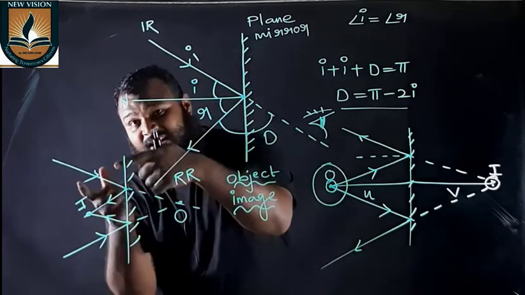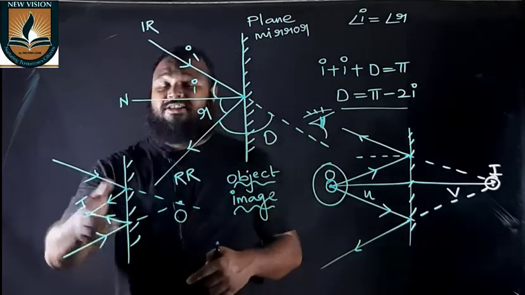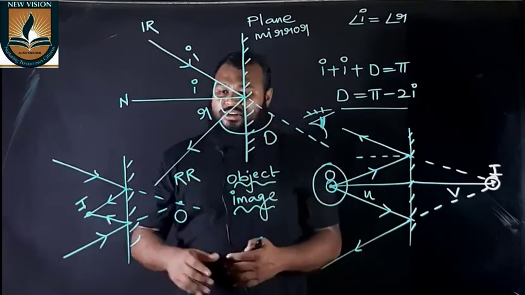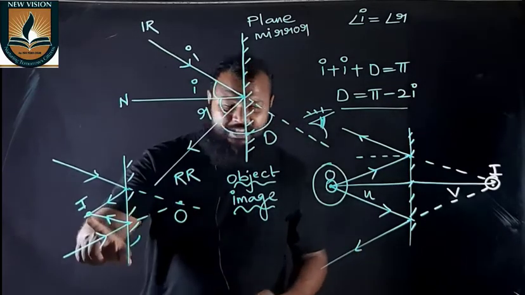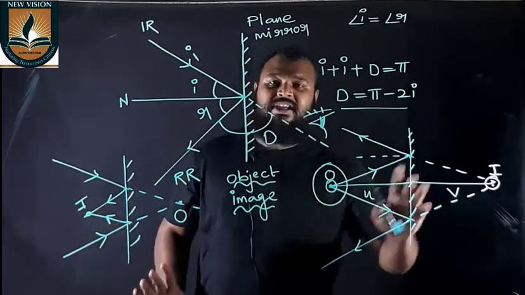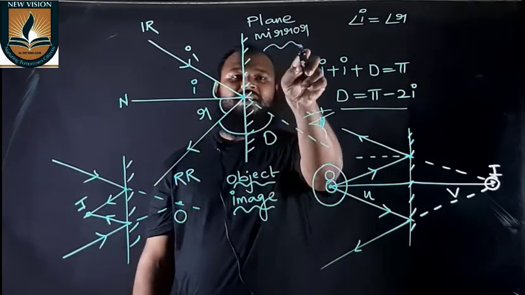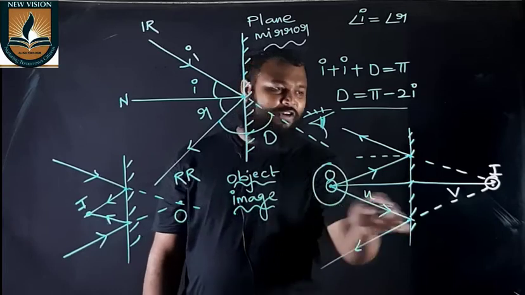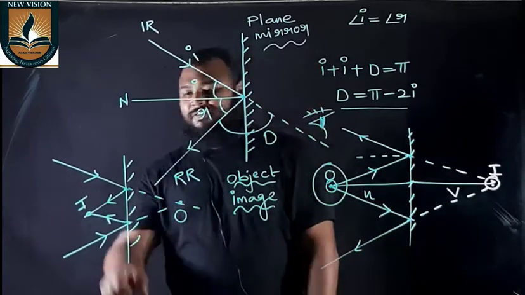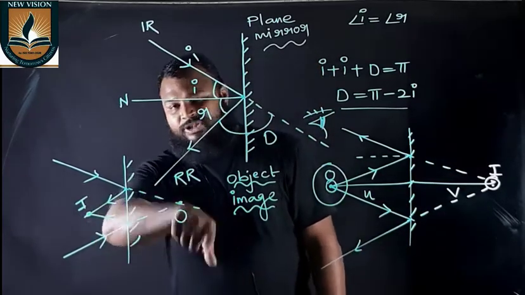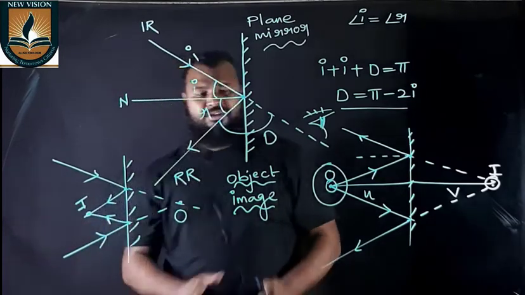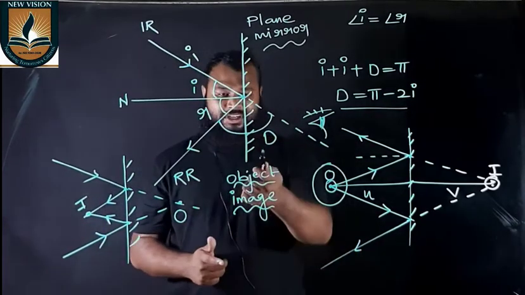After reflection, are the rays really meeting? Yes, then this image is called real image. So real image is this one and virtual image is this one. So you need to understand that a plane mirror for real object forms virtual image, and for virtual object forms real image. So that is what the difference between object and image.